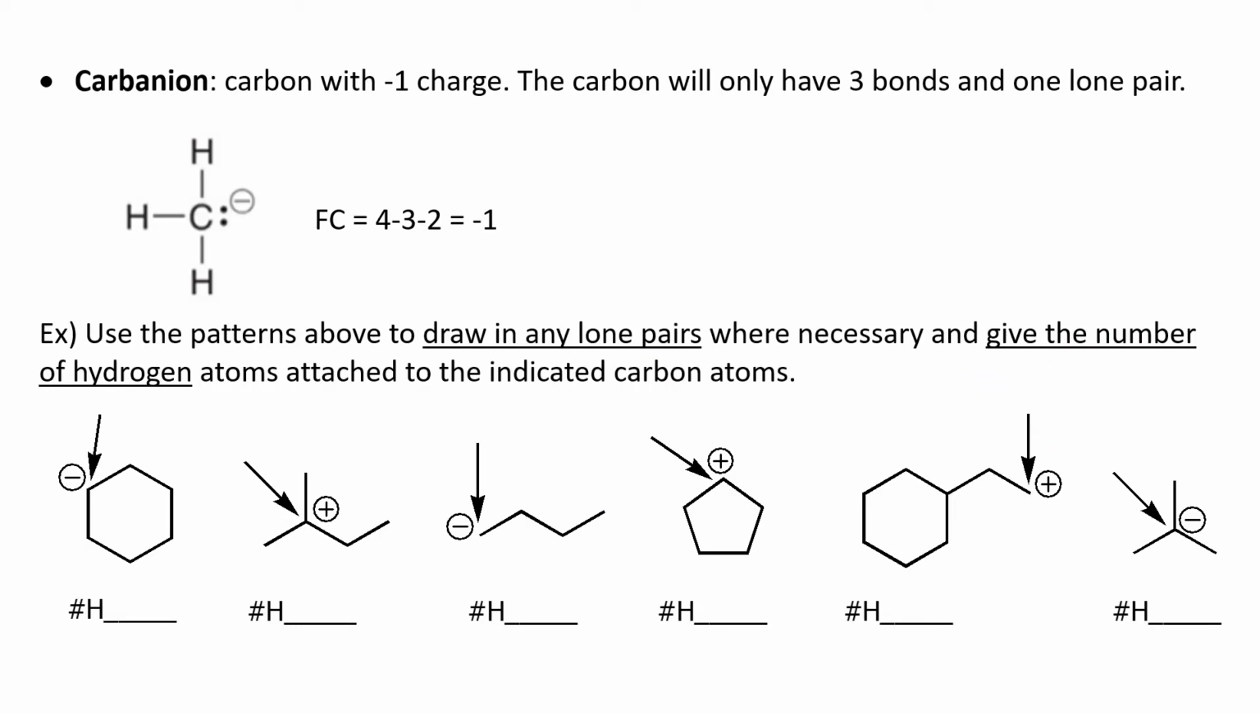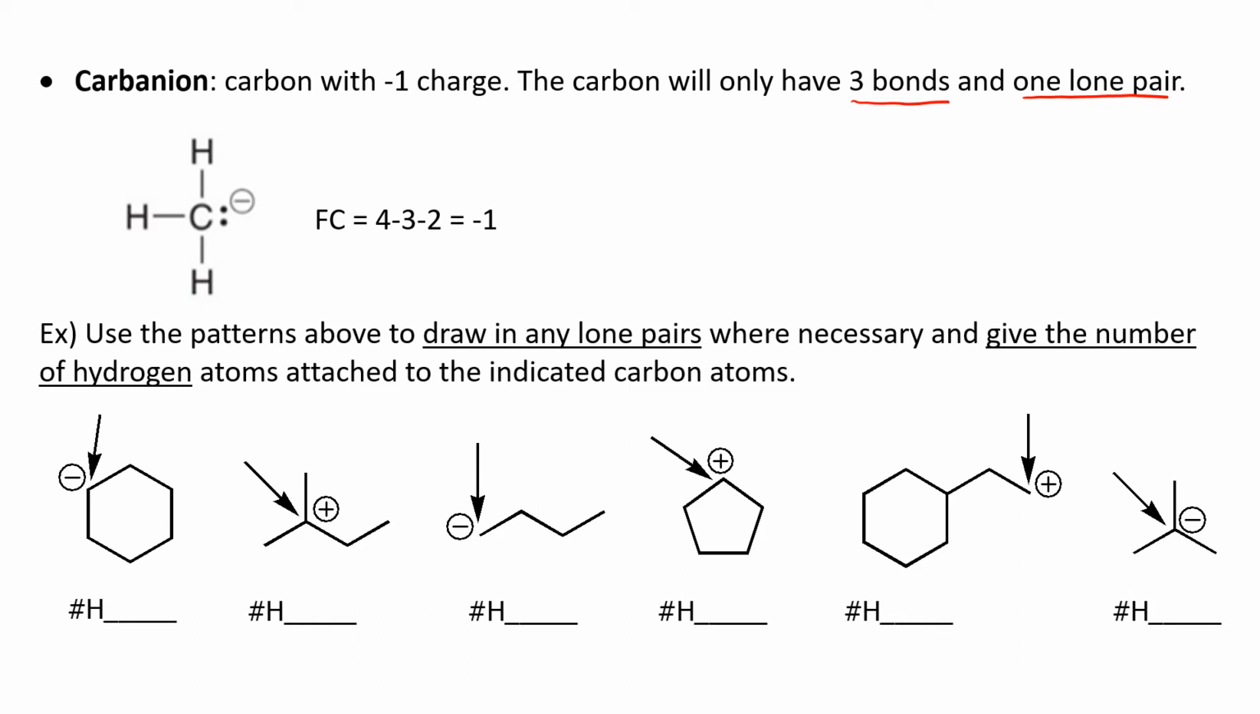The carbanion is just a carbon with a negative charge. Carbanions have 3 bonds and 1 lone pair. So, you should become familiar with these patterns. For example, we want to be able to use the patterns, draw in any lone pairs, and indicate the correct number of hydrogen atoms for each of the carbons. So if you'd like to pause the video and try the following examples, and come back and I'll show you how they're solved.